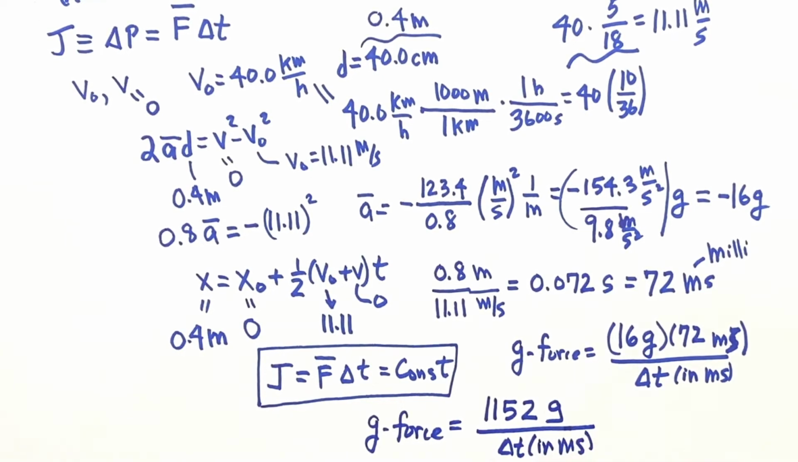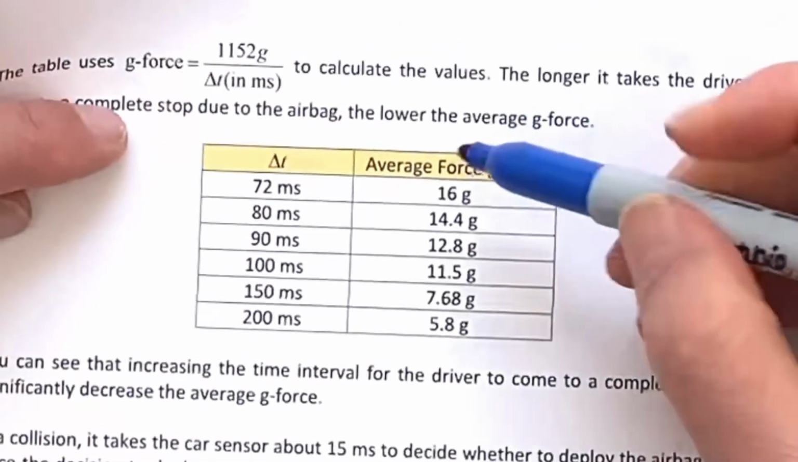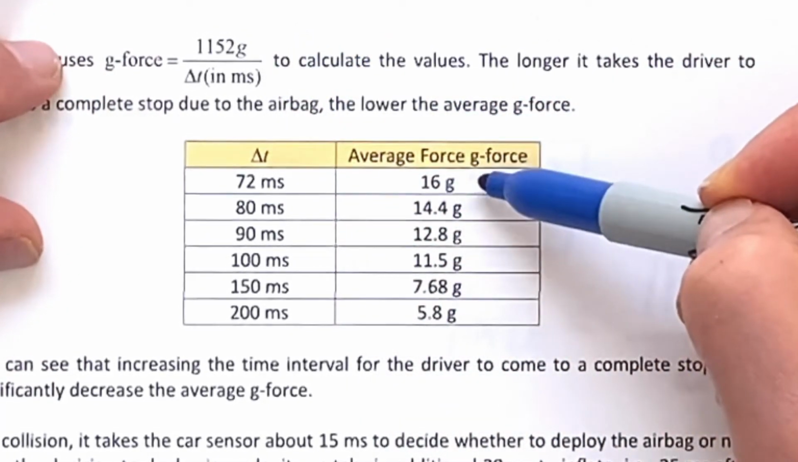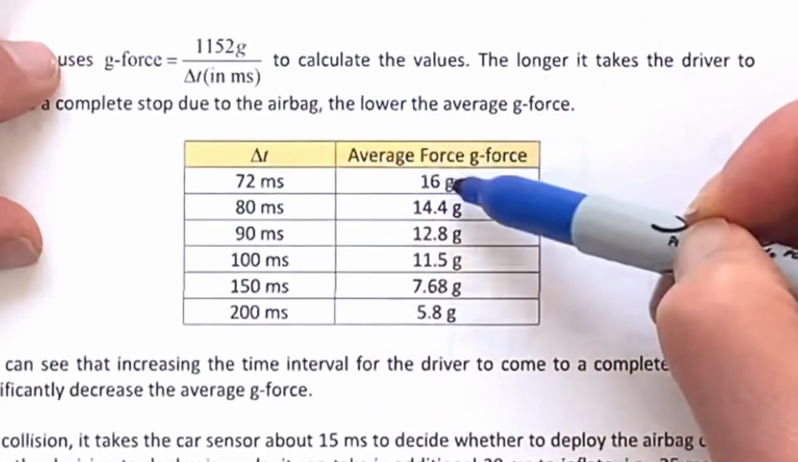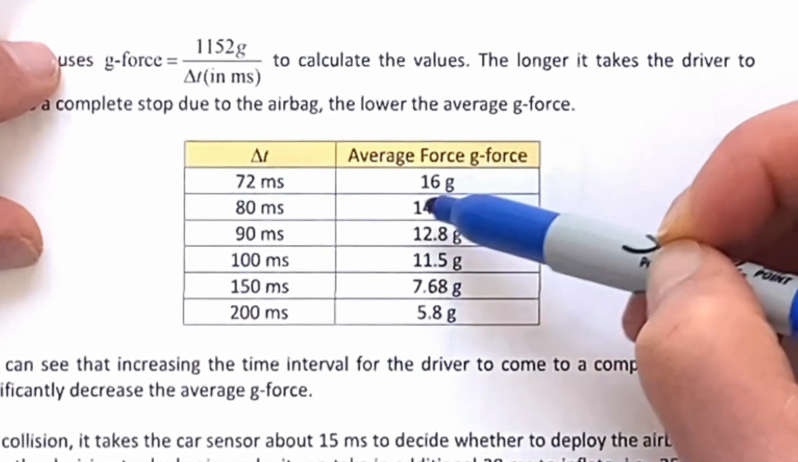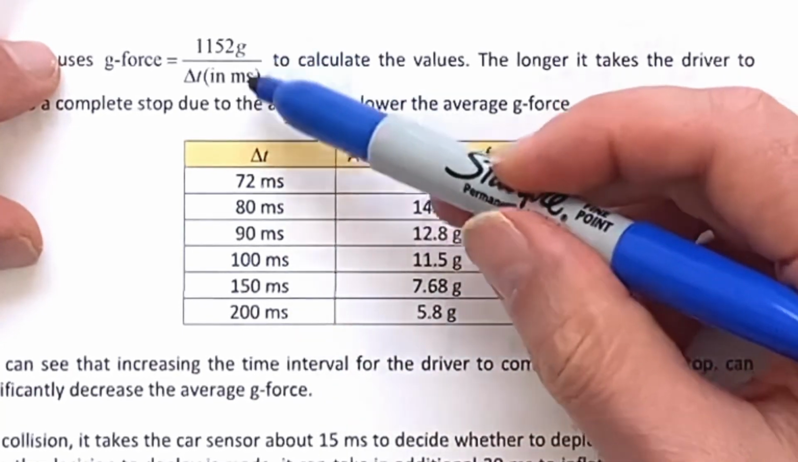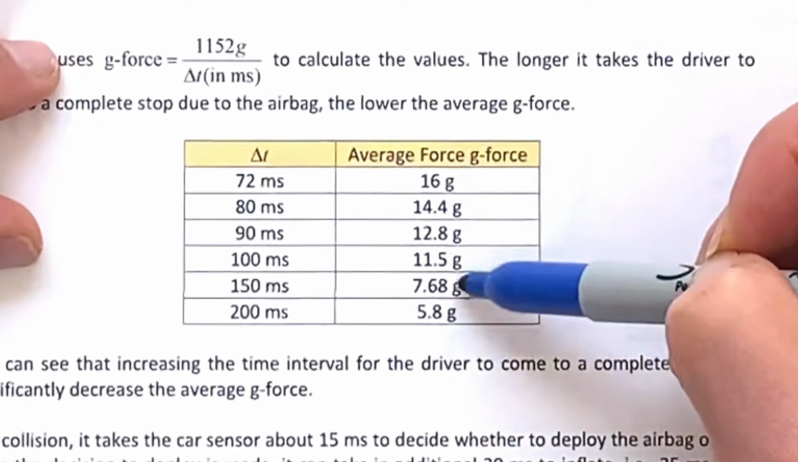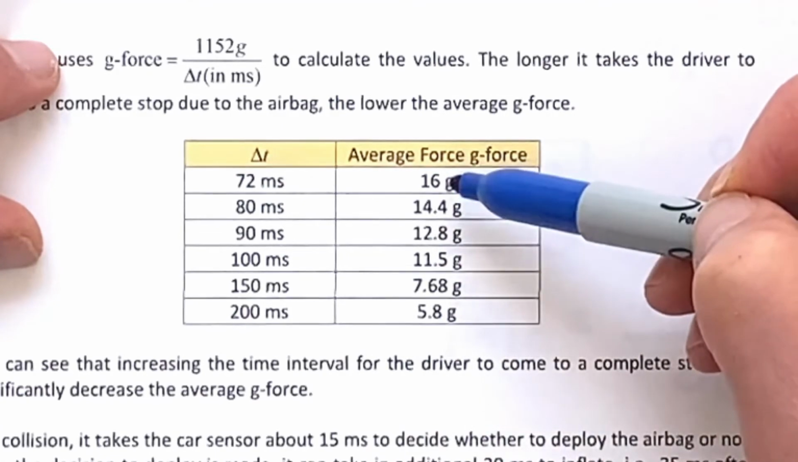And now I can do an analysis. If the delta t is 72, I get 16 g. But suppose I make the delta t 80 milliseconds, then the g-force goes down. See, 90 goes down. Remember when it was 140, roughly double, it's going to be roughly 1/2 the g-force, around 8. And this is a nice little table to work with.